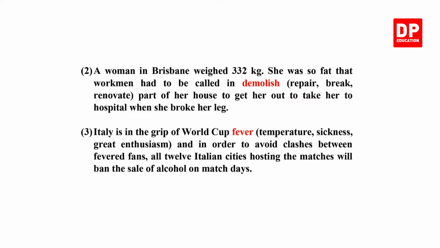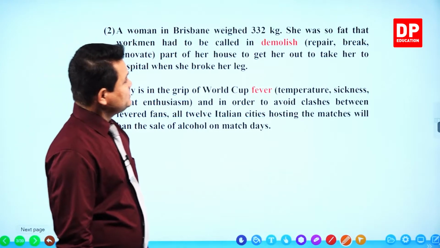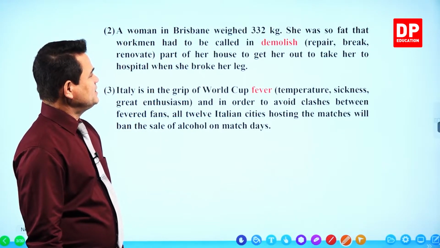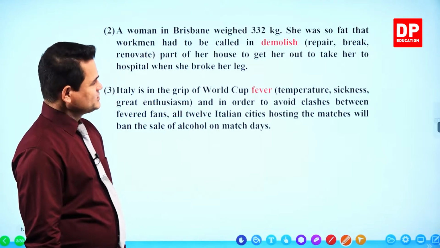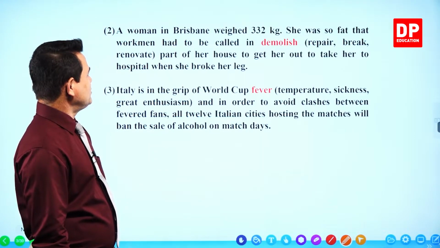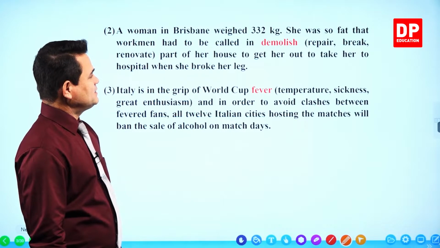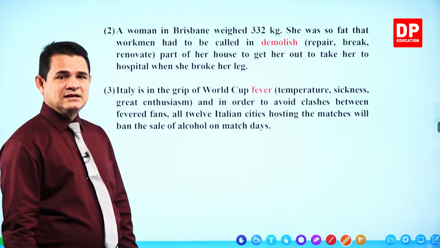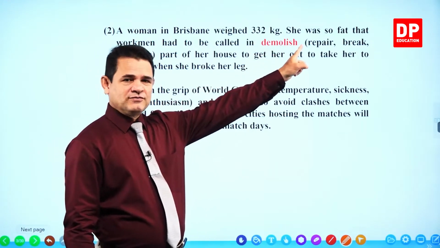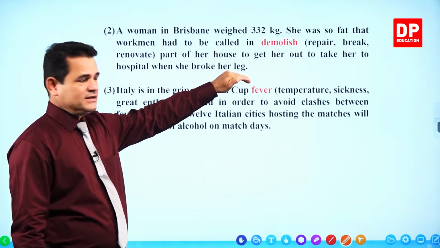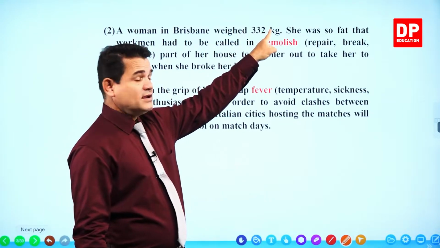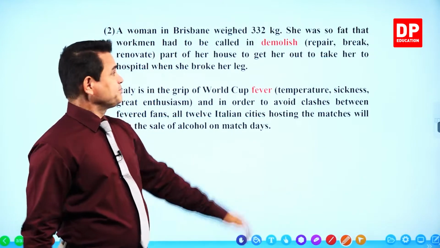A woman in Brisbane weighed 332 kilograms. She was so fat that workmen had to be called in to demolish. Words given: repair, break, renovate part of her house to get her out to take her to hospital when she broke her leg. So now you can guess the meaning of this. Now first you have to understand what it is, right? A woman in Brisbane, woman කෙනෙක් weight 332 kilograms. එයාගේ බර එතකොට කිලෝ කීයද?